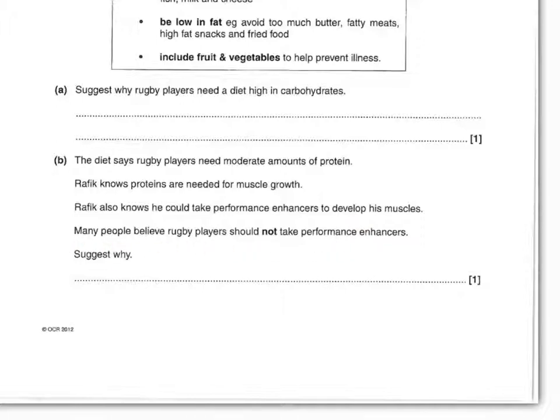So the obvious one would be that it's cheating, or you have an unfair advantage, that would get you a mark. Or you could say that you could get banned, or it's illegal, or you could say that it might have side effects, and all of those points would get you that mark.